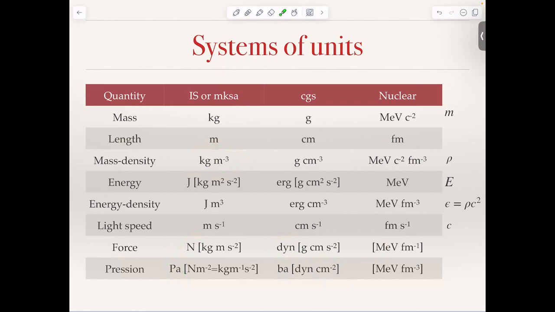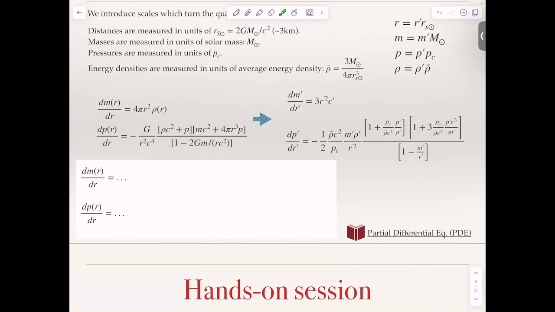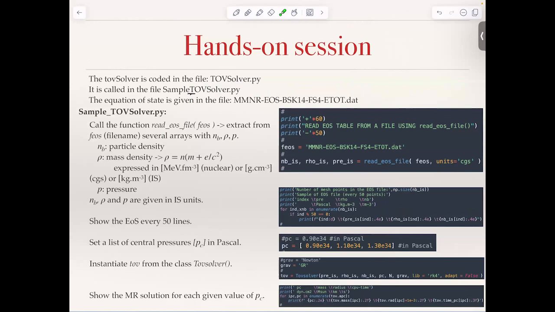Units, yes, the tables are given. What the code does is translate CGS into the international system, but this is a bit technical. First, you read a file where you have the equation of state, and this is done in the sample. Second, you define the central pressure. Here you have three. Then third, you call the TOV solver.